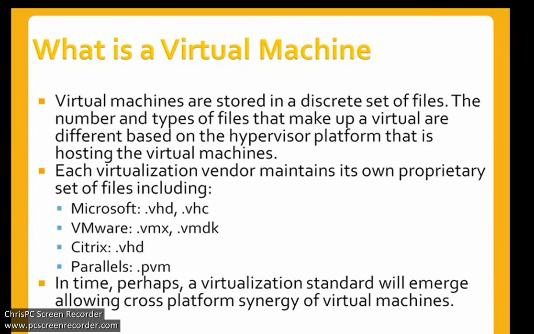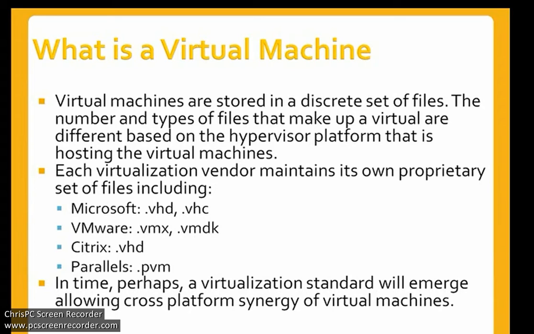drive, and the VHC is the configuration file. Similarly, the VMX is the configuration file, and the VMDK is the actual hard drive or the virtual drive. Citrix has opted to go with the Microsoft standard, the VHD standard. Now this is good because in time, hopefully we'll have a standard that allows a virtual machine to cross hypervisors, to be able to run on different types of hypervisors.